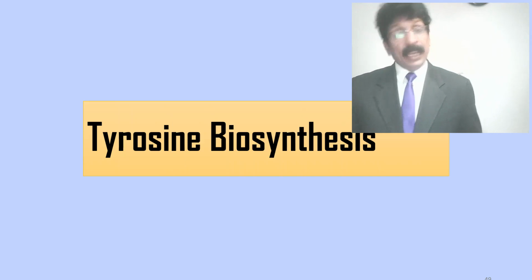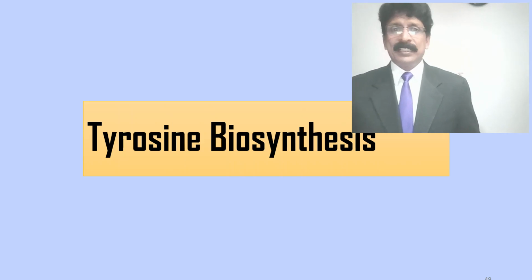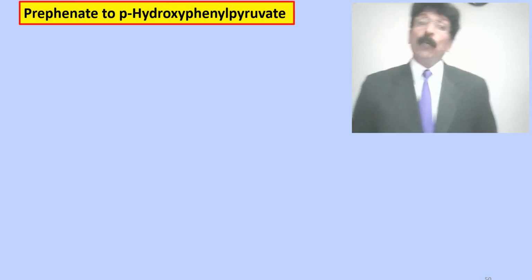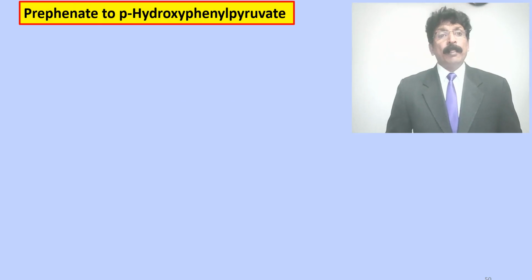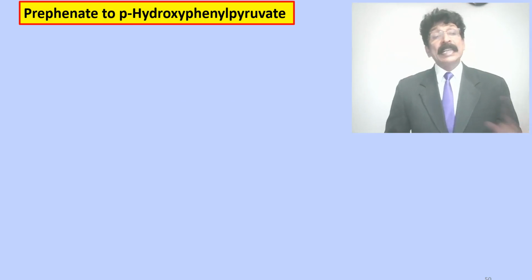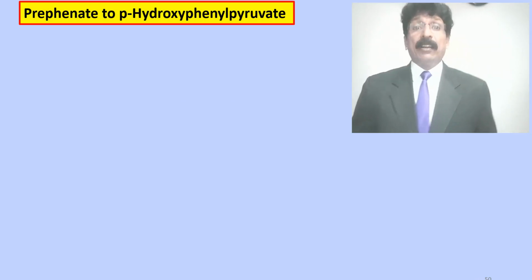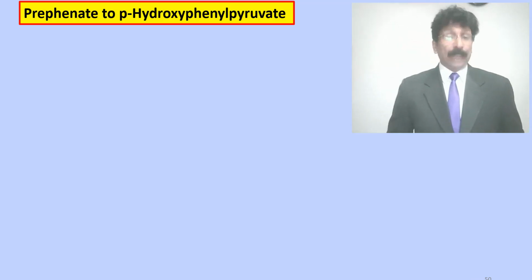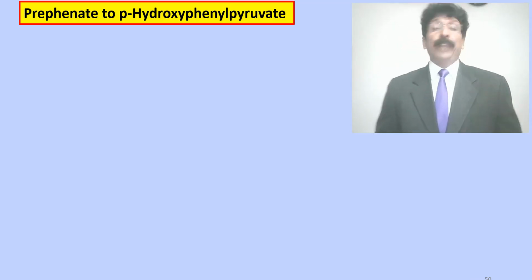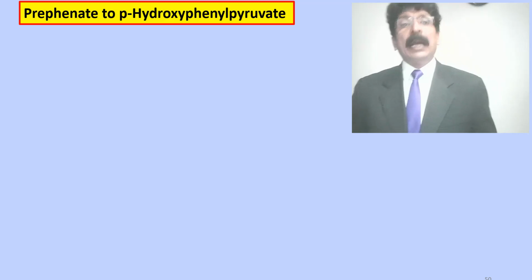So next aromatic amino acid is tyrosine, biosynthesis. We know that only an OH group is attached. So prephenate is here converted into para-hydroxy phenylpyruvate, not directly phenylpyruvate like phenylalanine. Here we need a para-hydroxy group.